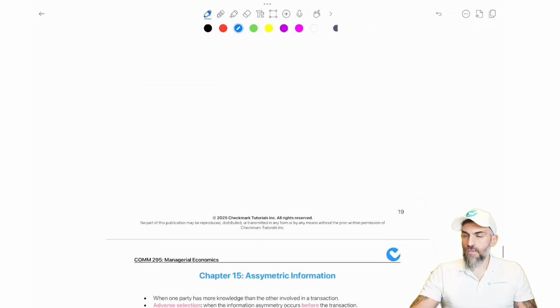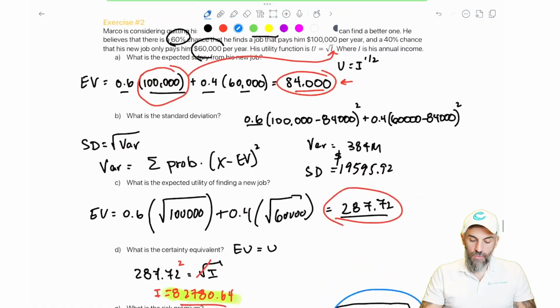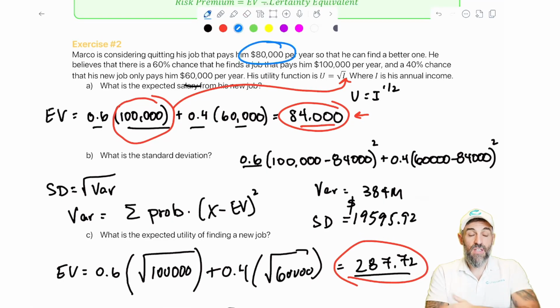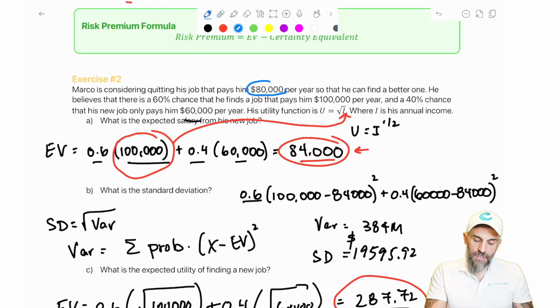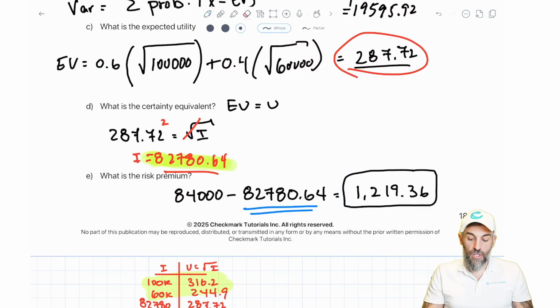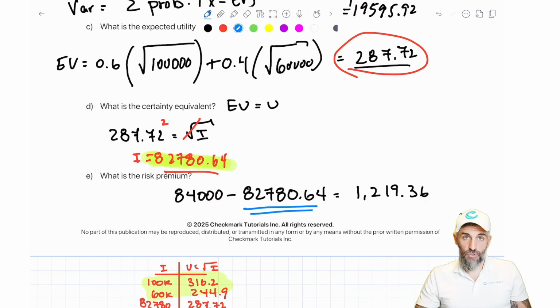So that's that. And I guess one extra question maybe that they could ask is, well, what do you think this person's going to end up doing? Are they going to quit their job, or are they going to stay at their job? The answer is that they would actually quit their job. Why? Because 80,000 is less than 82. So they're willing to give up $1,200 not to take the risk of quitting their job, but they're not willing to give up more than that.